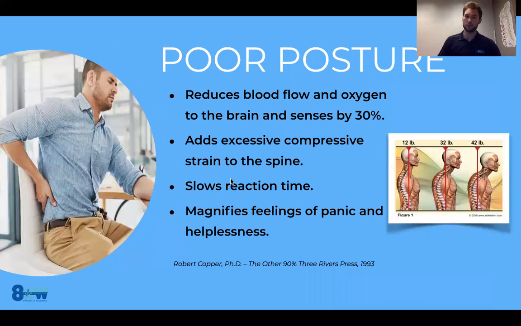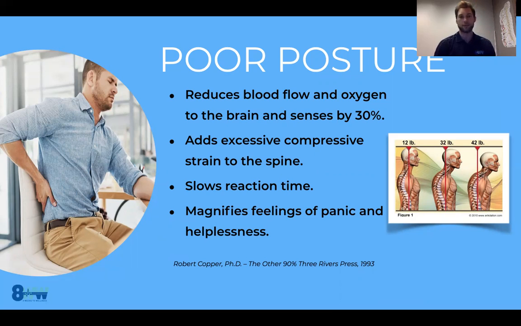Okay, so poor posture reduces blood flow and oxygen, like I mentioned, to the brain by 30%, adds excessive compression strain to the spine, we talked about that, and slows reaction time, right? You're putting pressure on your central nervous system, your spinal cord, your brainstem that comes through here. Basically, the tighter you put that tension spot in your neck, the more reduced neurological activity or activation will occur. That's why the reaction time can actually be slower, because you're pulling so much tension onto those nerves.